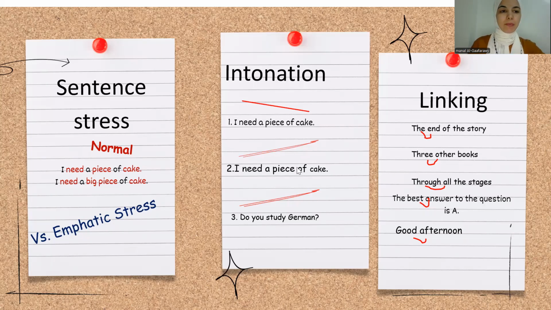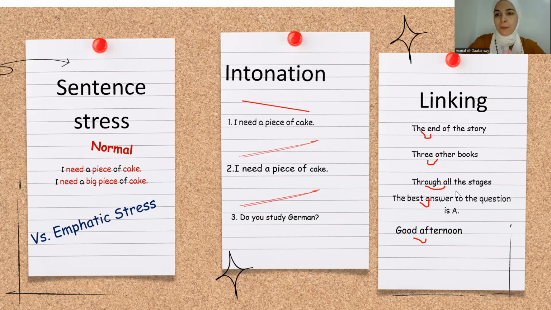The linking also can be represented by linking a consonant to a vowel. So here we have a consonant at the end of a word and a vowel at the beginning of the neighboring word. In this condition, in our pronunciation, we move the consonant as if it is at the beginning of the neighboring word. So I say, the best dancer.